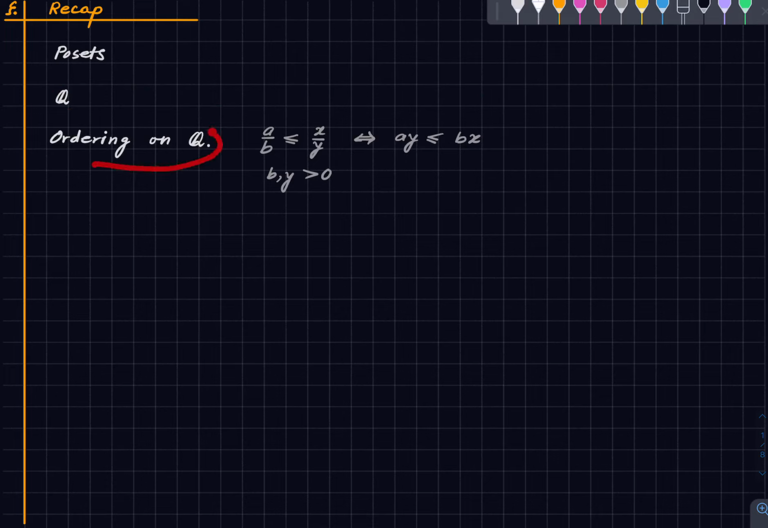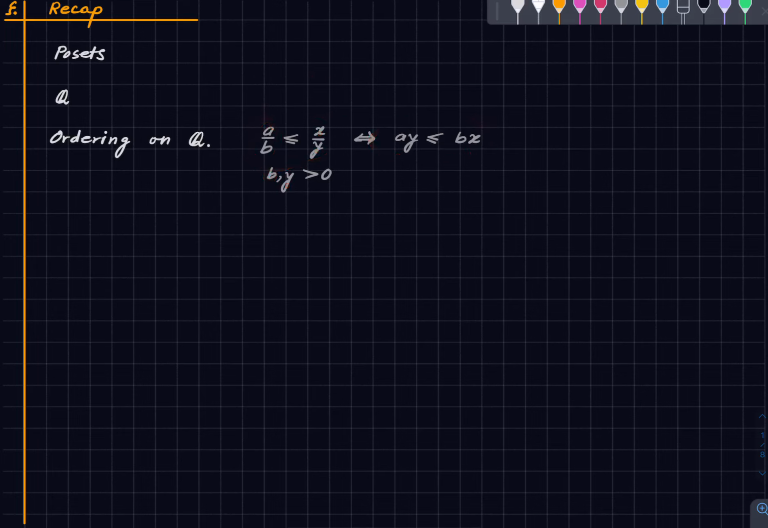And last time we looked at an ordering on this, which was defined by the following recipe. If we have alpha and beta, two rationals, then we can write alpha as a/b for some b positive, where a is an integer and b is a positive integer. Similarly, beta can be written as x/y, where x and y are integers and y is a positive integer. And then we define alpha less than or equal to beta if this happens.